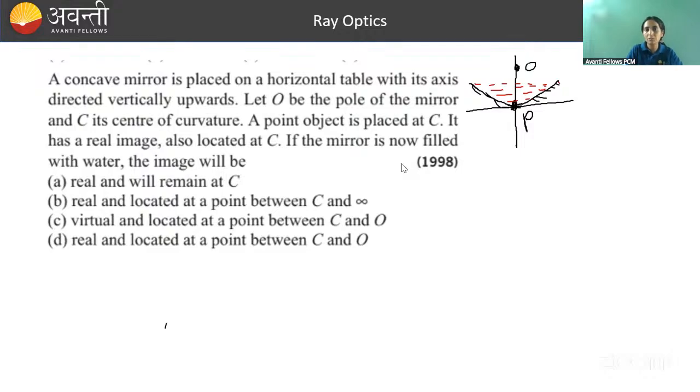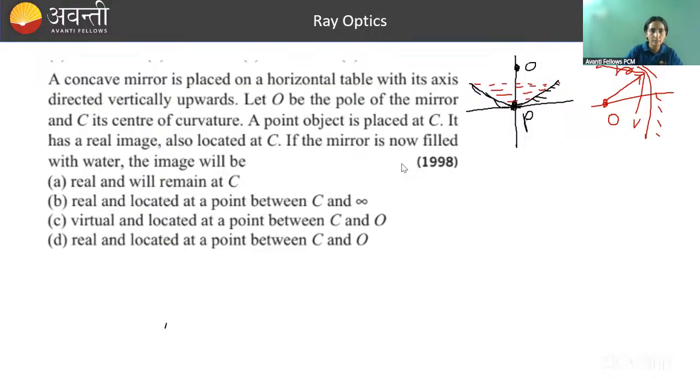Why is it going to change? Because look, initially you had a mirror like this, and then there was an object at point O. Whatever light was going here on the surface was getting reflected like this. But now what things will happen?